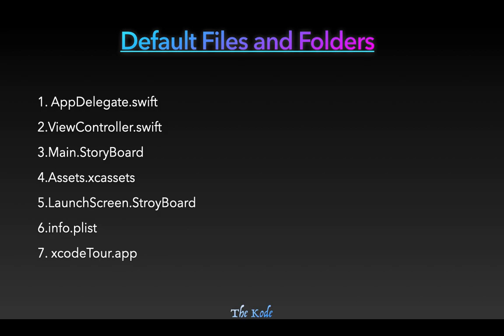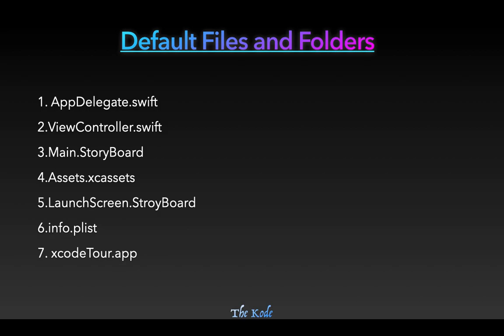The first one is Assets.xcassets. This is like all the resource files which are there in your project. They will be stored under the Assets.xcassets folder, like the image files which are required in your project. The next is LaunchScreen.storyboard. It is actually the welcome screen. For the first time when you open any application, you see a welcome screen. So that screen is designed under the launch screen in iOS.